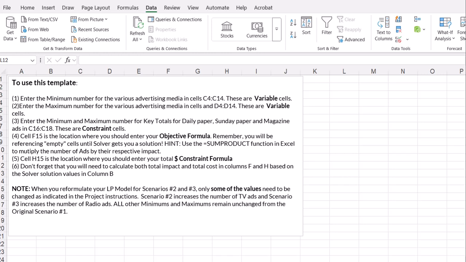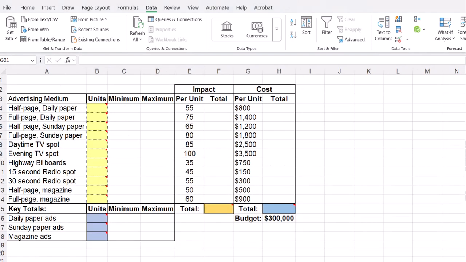So on scenario 2, I believe that what we're changing is we're going to increase TV ads, and in scenario 3, we're looking at changing newspaper. So everything else remains the same as scenario 1, except for those things that are specifically changed in 2 and 3. So I've already put in your per unit impact and your per unit cost.